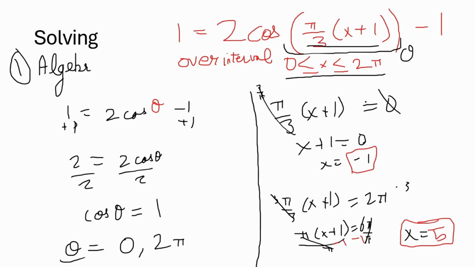But if you look at your interval, okay, x cannot be negative, so this is not a solution. Your only solution is x equals 5.